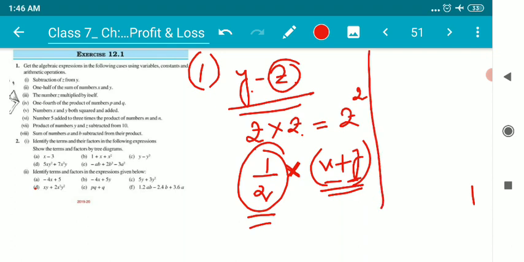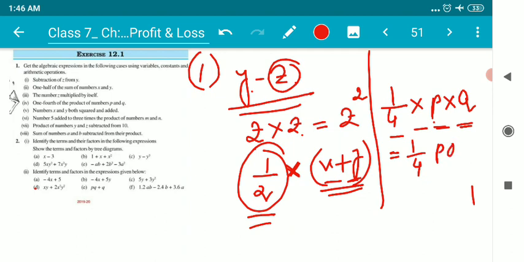The next one is 1/4 of the product of the numbers p and q. 1/4 means 1 by 4. Of means into. The product of p and q means p into q. I repeat, 1/4 means 1 by 4, of means into, product of p and q means p and q will be multiplied. So naturally, what are we supposed to write over here? We'll write 1 by 4, p into q, which we can simply express as pq. 1 by 4 pq. This is how we can write the answer.